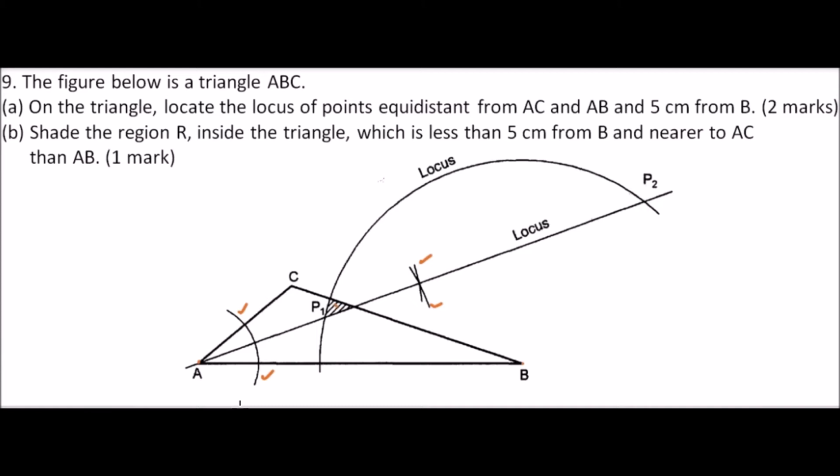So this is the region that is required, which is less than 5 centimeter from B, and the region is nearer to AC than it is to AB. So that's how we go about it, and you get full mark for that question. I hope you have understood.